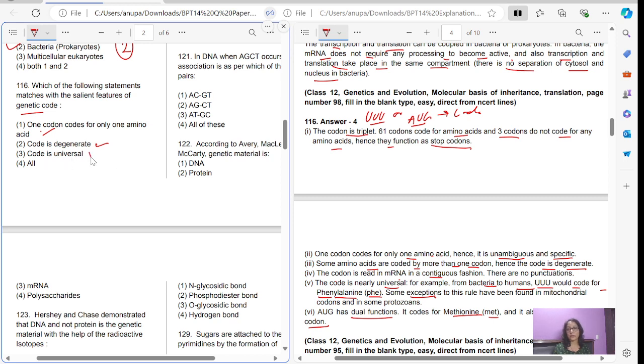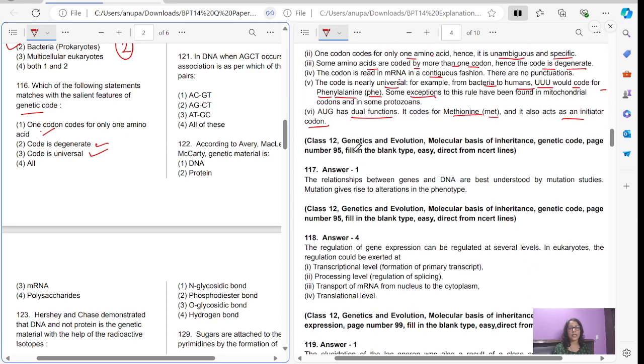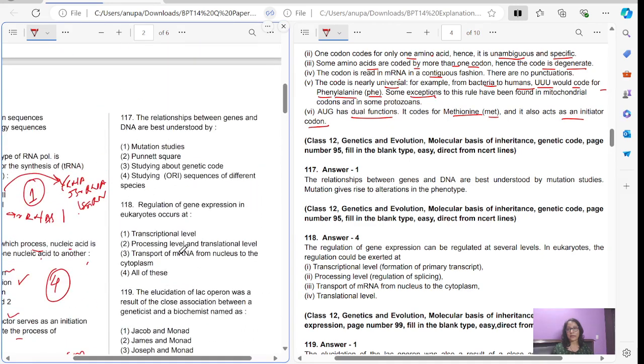The third one is the code is universal. Yes, we have also discussed that the code is universal. That is, one type of codon will code the same for humans or bacteria or any other organism. So the answer for this question will be option number 4. That is all. Now let's move to the next question, that is question number 117.